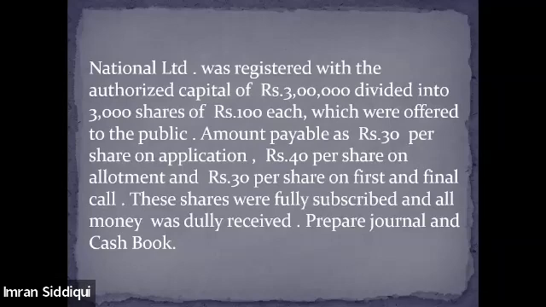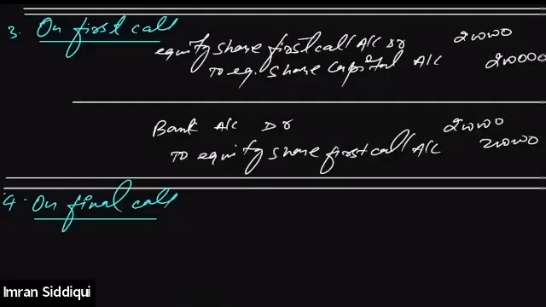All right. So in this question, it says that the total authorized capital of this company is 3 lakh divided into 3,000 shares of 100 each, which were offered to the public. So the entire 3,000 shares are being offered to the public. Amount payable is 30 per share on application, 40 per share on allotment, and rupees 30 per share on first and final call. So in this question, we will just pass the entry for making the installment due. We won't be passing any journal entry for the receipt of the amount. Let me show you.